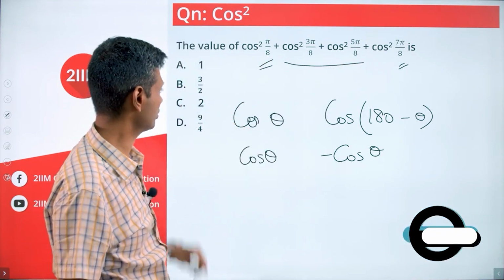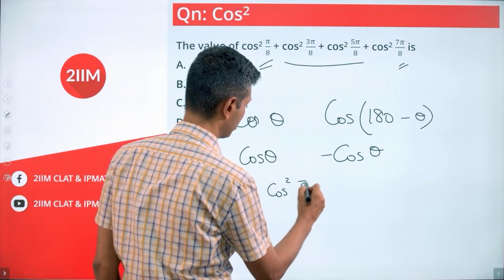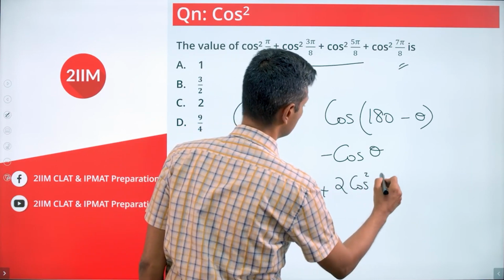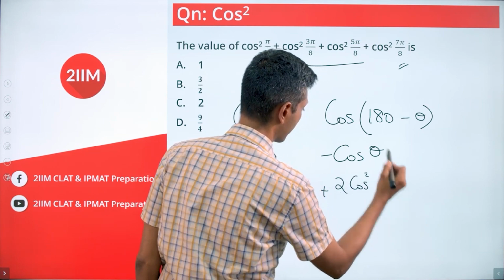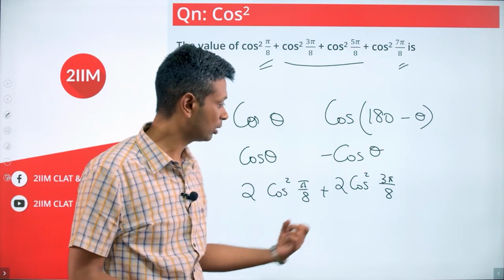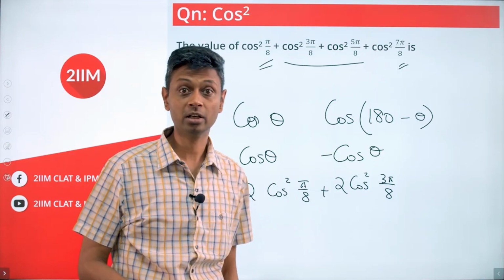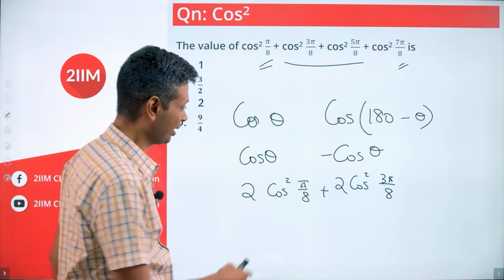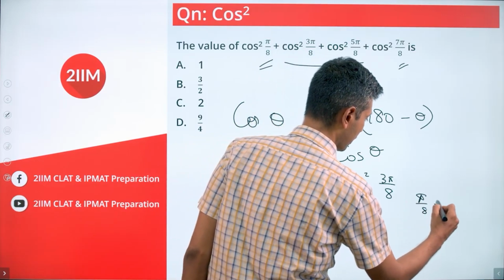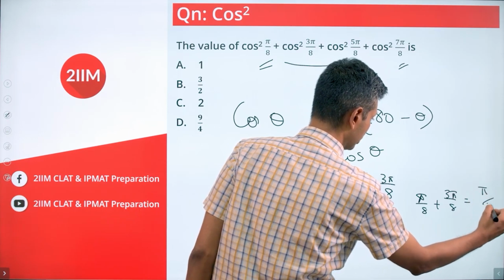So I'm going to modify this question and say this is 2 times cos square pi by 8 plus 2 times cos square 3 pi by 8. And pi by 8 and 3 pi by 8: 2 times this plus 2 times this. Now if we can link cos square pi by 8 and cos square 3 pi by 8, we're good to go. And what do we do there? Pi by 8 plus 3 pi by 8 is 4 pi by 8, or pi by 2.